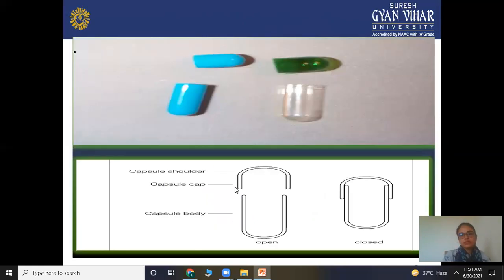Next are the different parts of the capsule: the shoulder. This is the upper part, the capsule cap. It's the complete capsule cap, this is the capsule shoulder, and this is the capsule body, in the open condition. When we put the cap onto the body, it gets closed, and this is the closed condition.